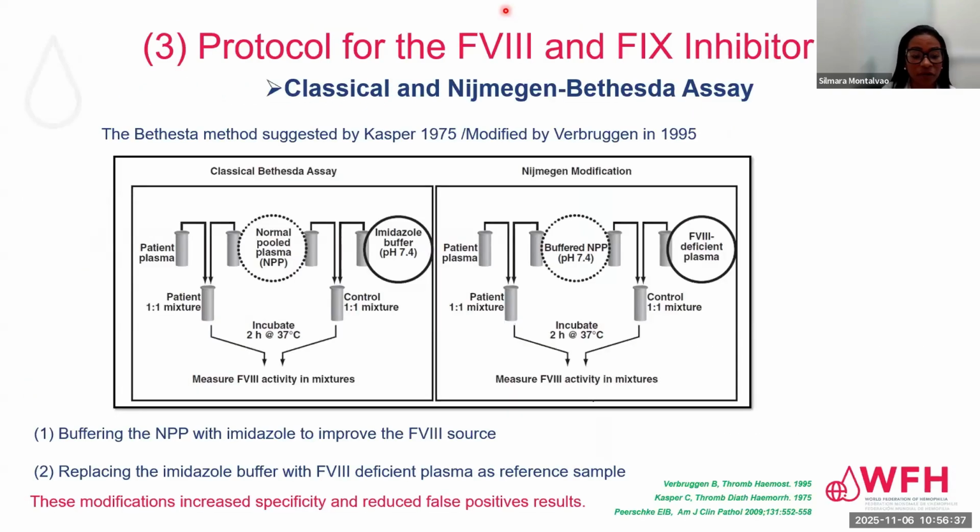The original Bethesda method was suggested by Casper in 1975 and later modified in 1995. The two important changes in this modification were buffering the normal pool plasma to improve the factor 8 source or factor 9, and replacing the imidazole buffer with factor 8 or 9 deficient plasma as a reference sample. This modification was very important because it reduces false positive results.